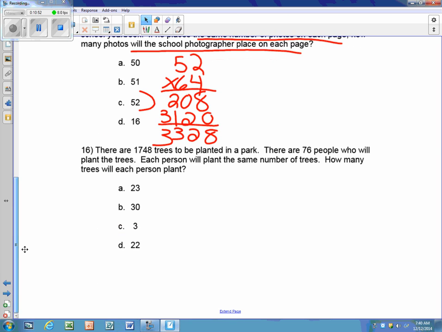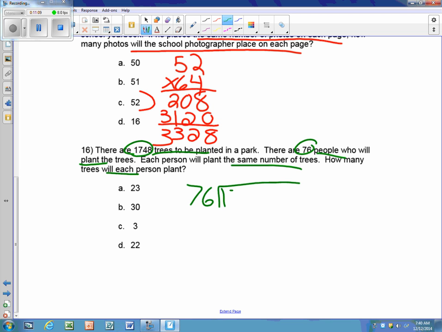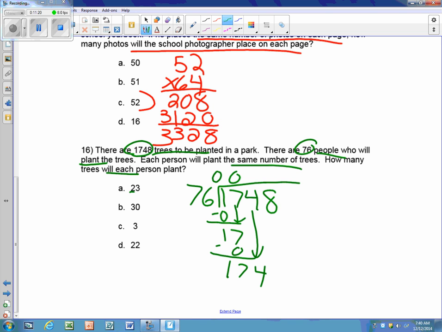And the next problem is that there are 1,748 trees to be planted in the park. 76 people will plant the trees. Each person plants the same number. How many will each person plant? So I'm going to do some division again. And once again, now I notice there's a 2, a 3, a 3, and a 2. So I'm going to try one of them and see if one of them works. I'm going to try the 2.